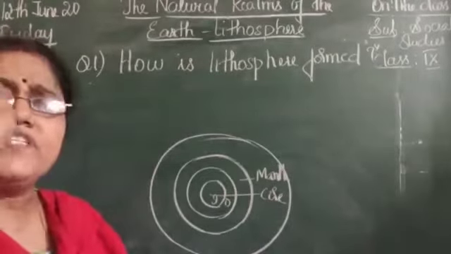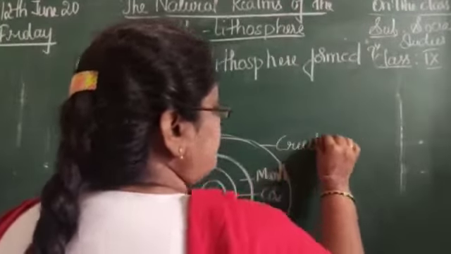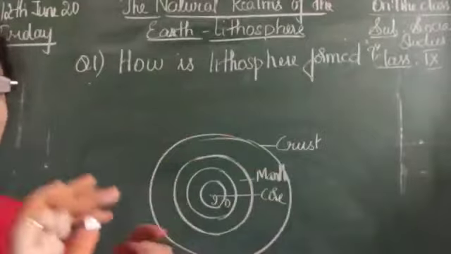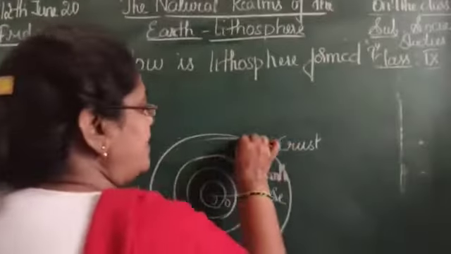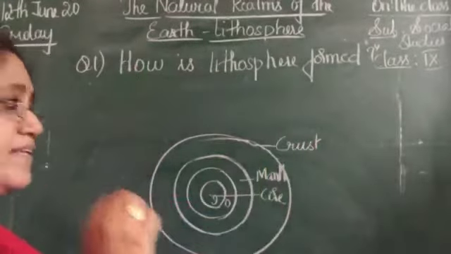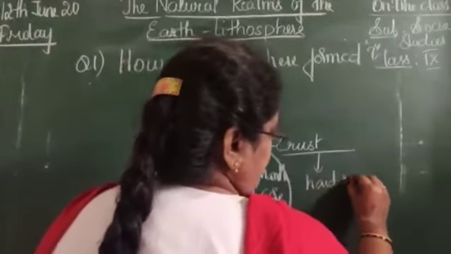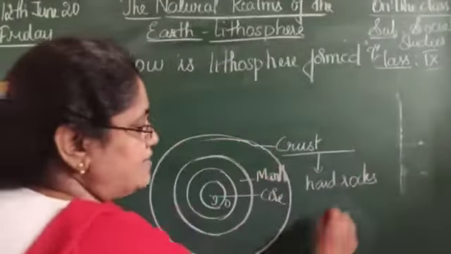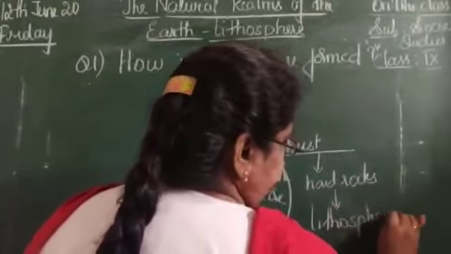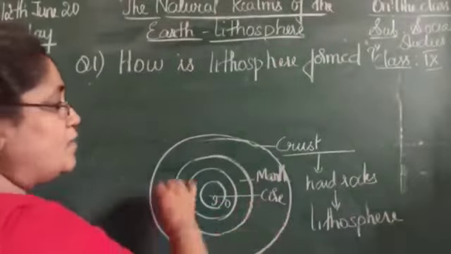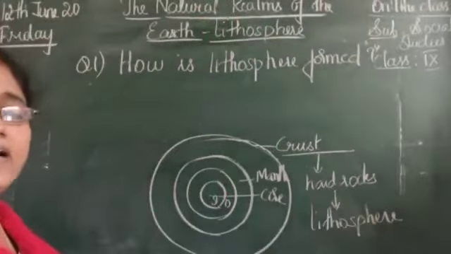The topmost layer, which is very thin, is your crust. When we touch the egg's top layer, it's not even, isn't it? It's uneven. In the same way, our crust is also uneven. This crust is made up of hard rocks. Clear? And this we call the lithosphere. Understood now? This is how the realm of the earth, the lithosphere, has formed.